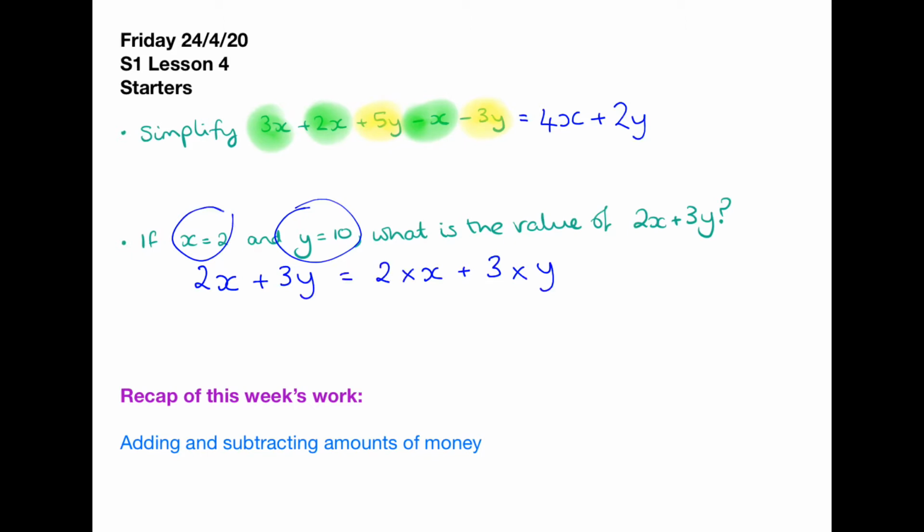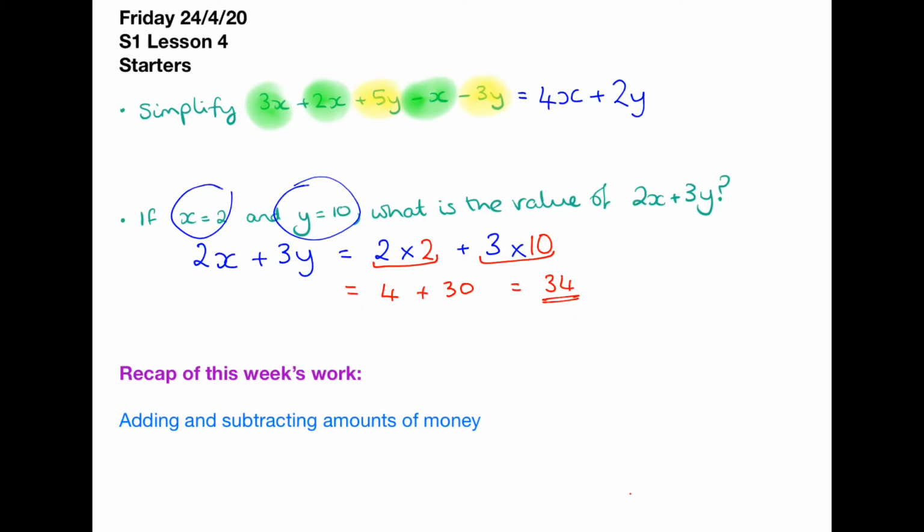So in this, we're going to take out the x here and put a 2 instead, and we're going to take out the y and put a 10 instead. So now I've got 2 times 2, add 3 times 10. But don't forget about BODMAS. So these multiplications have to happen before they're added together. So 2 times 2 is 4, 3 times 10 is 30, so the answer is 34. Well done if you got that right.